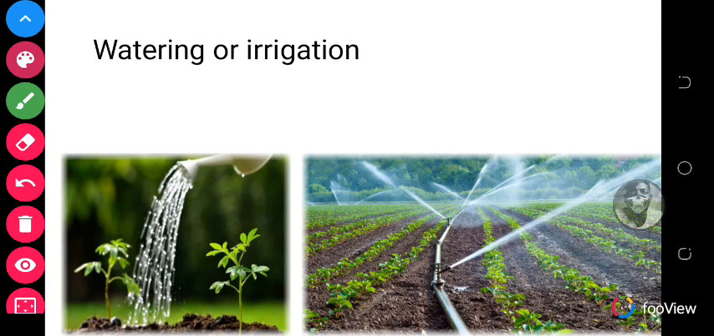This is what we call sprinklers. So the mechanized way is usually this type. This type is for the mechanized, and this one is for probably the old-fashioned way. So watering of plants is basically to supply water for the plants for their survival.